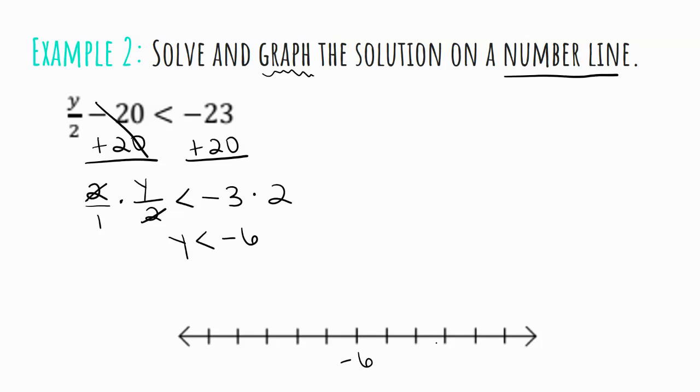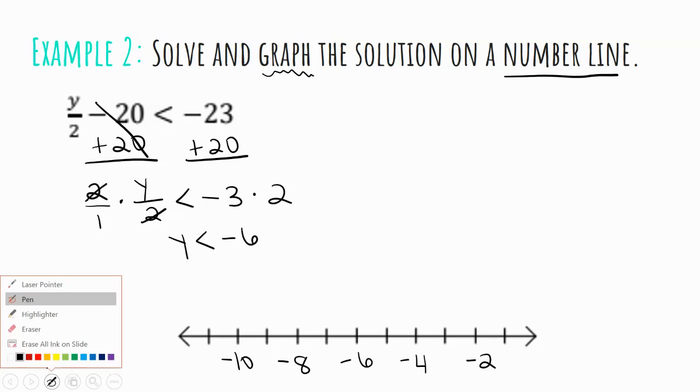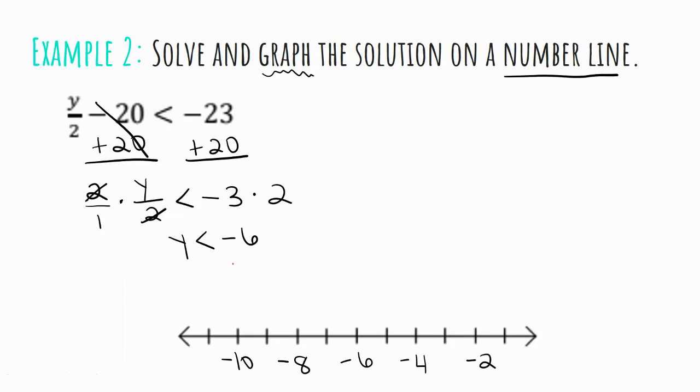Now don't forget, when I go to the right, these numbers need to get larger. So then I'm going to say negative 4, because negative 4 is bigger than negative 6. Negative 2, and again, I'm going to count by 2's just because I don't have a lot of room. Now, once again, I'm going to put a circle on the number that is in my solution. So I'm going to put a circle on negative 6. However, this is not less than or equal to. So when it's just less than, my circle is going to stay open.